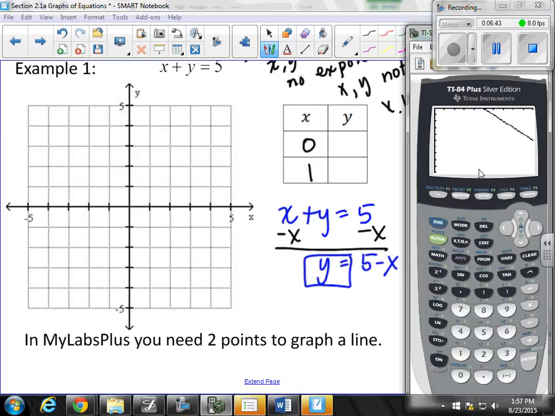Now I'm not in my standard viewing window here. If I want to do that, I'm going to hit zoom. And option number 6 here is zoom standard. So I'm going to hit number 6. And it will make it go from -10 to 10 units in the x direction, -10 to 10 units in the y direction. So that's what my line should look like. I'm going to put that over here. We can look at that later.